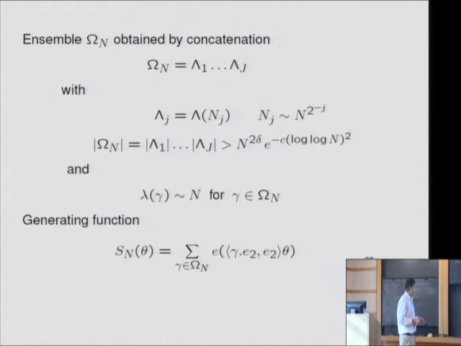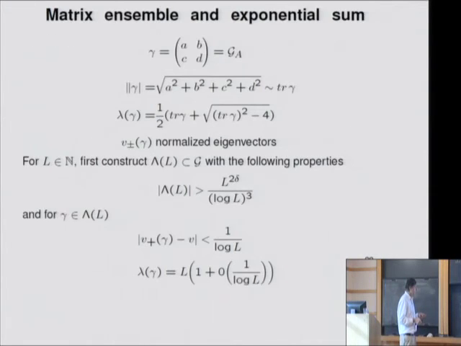Basically, the set omega n, these are going to be matrices in my semigroup, which are of norm around size n. We are going to make them as products of certain building blocks, which I call lambda j. So the lambda j's, they are as follows. For a given number, say capital L, I introduce a set lambda L, which is a subset of the semigroup with some properties.